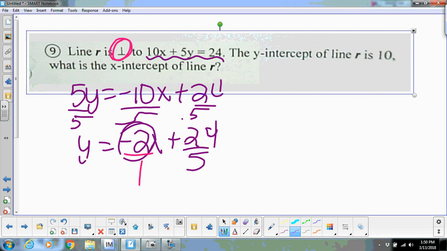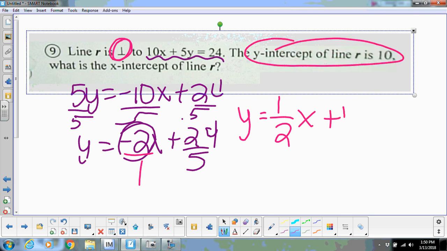Because it's perpendicular, we're going to flip that, which makes it 1 over 2, and change its sign, which makes it positive. So now we have y equals 1/2 x, and they gave you the new y-intercept as 10, so that's plus 10. And they want us to find the x-intercept.